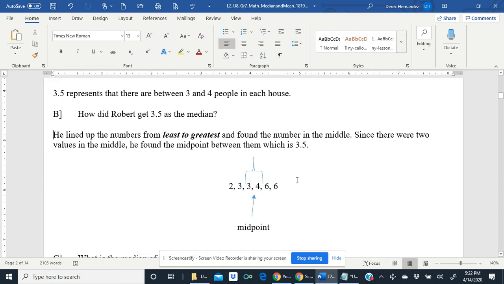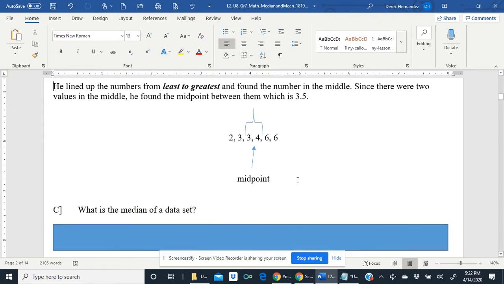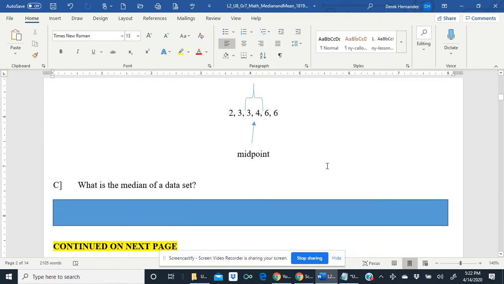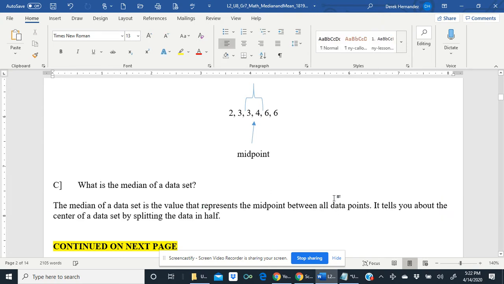In other words, he lined up all his numbers from least to greatest, 2, 3, 3, 4, 6, 6. He found numbers that were in the middle, and he found 3 and 4, and he looked for the midpoint. The midpoint is a value that is halfway between 2 values. So halfway between 3 and 4 is 3.5. What is the median of a data set? Well, the median of a data set is the value that represents the midpoint between all data points. It tells you about the center of a data set by splitting the data in half. Once you have your list of numbers in order from least to greatest, finding the midpoint is relatively simple to do.